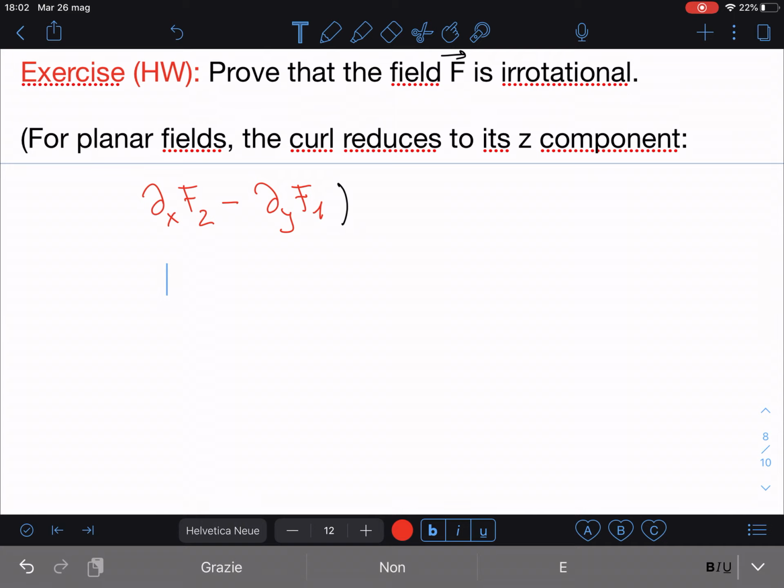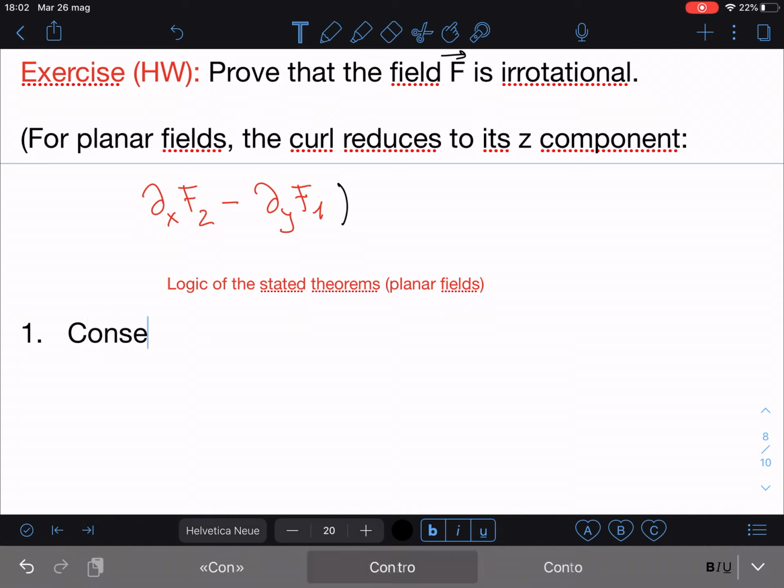I leave it very small: the stated, not proven, theorems in the case of planar fields. Okay, go to black and go to 20. First, conservative.